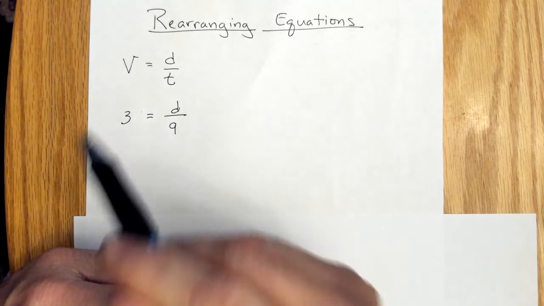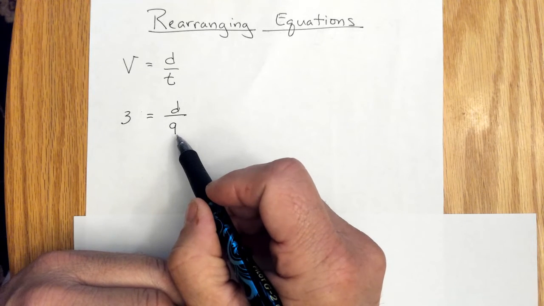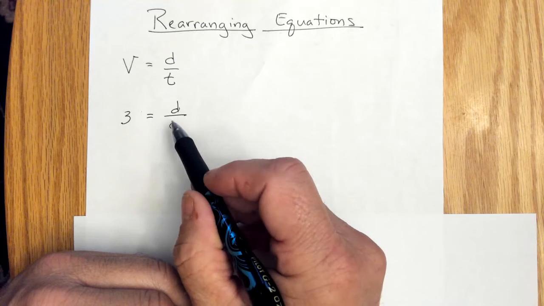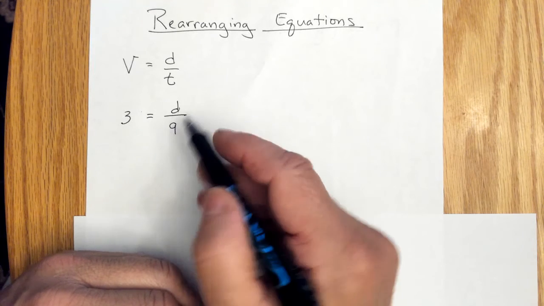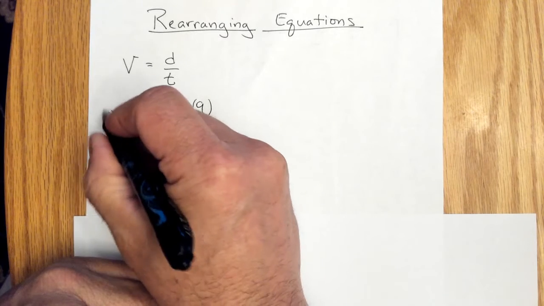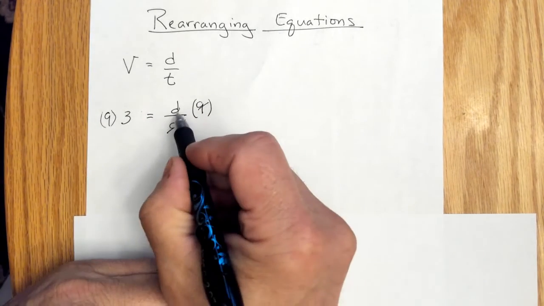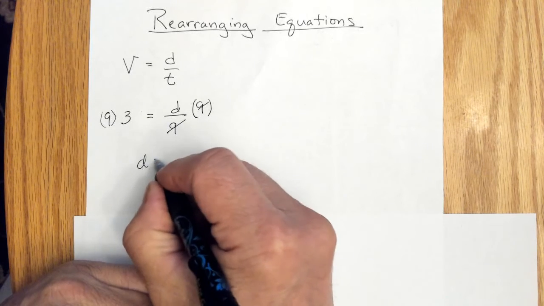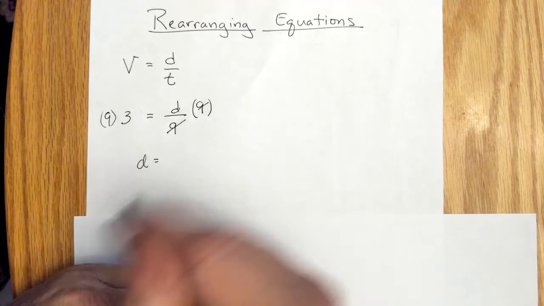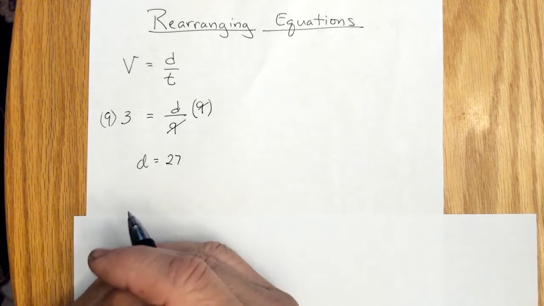So what we're saying is we have this 9. It's dividing by 9, but we want to move it to the other side. So what's the opposite of division? It's multiplication. And so if we multiply both sides by 9, it moves to the other side. So then d is really equal to 9 times 3, which is 27. So that's just simple algebra.